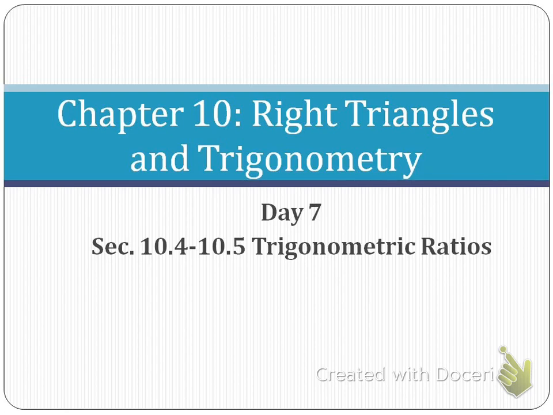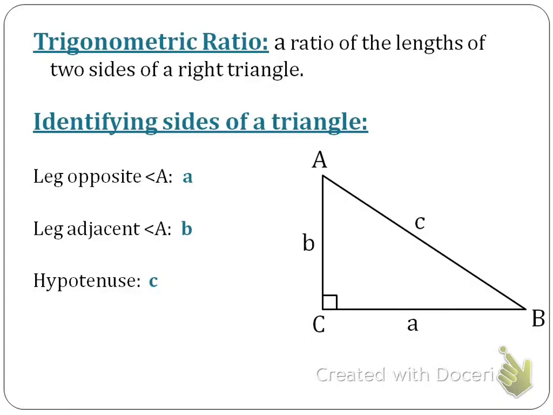But today is day 7. We're going to learn about trigonometric ratios. First off, a trig ratio is a ratio of the lengths of two sides of a right triangle. And we need to be able to identify sides of a triangle.